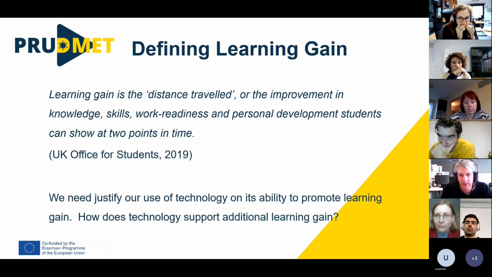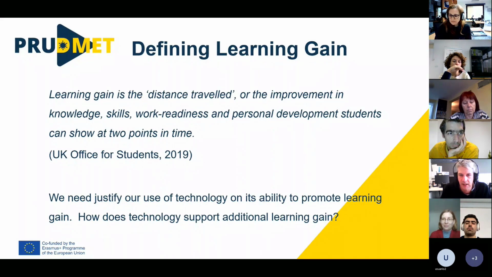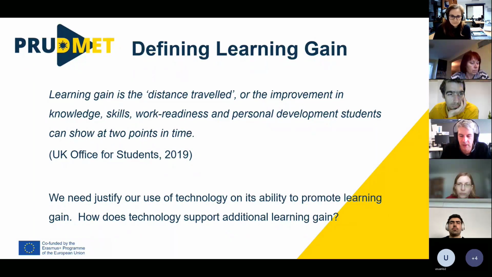Okay, so here's a definition of learning gain. You can see it's quite recent. This came out from our UK Office for Students, and it's basically saying it's about the distance traveled or improvement in knowledge, skills, work readiness, and personal development that we can show between 2 points of time. So when we're measuring learning gain, it's incumbent on us to measure somebody's skills at more than 1 point. So we have to be at 2 points or more in terms of measuring their abilities.